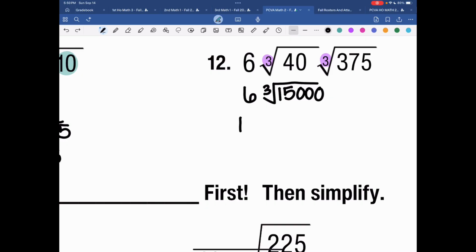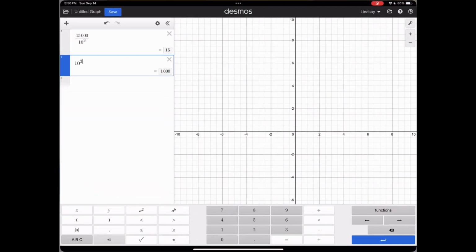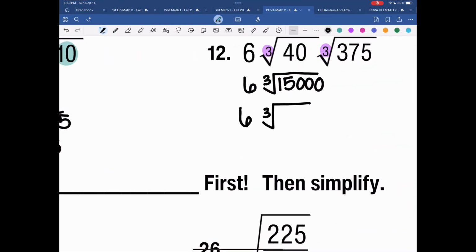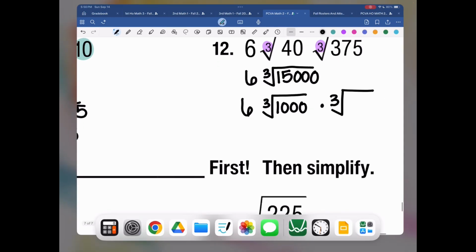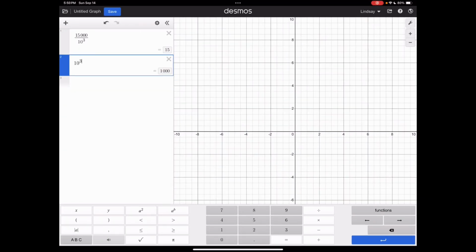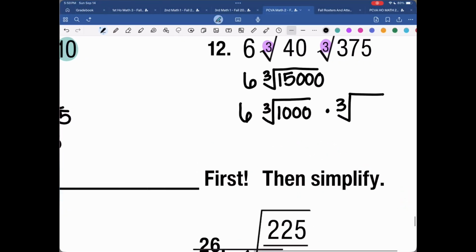And again, use your calculator to investigate. So we're going to do the cube root of, and 10 cubed was 1,000. And then once we divided by that 1,000, we had 15 left over. Okay. So that's going to be 6 times 10 times the cube root of 15.